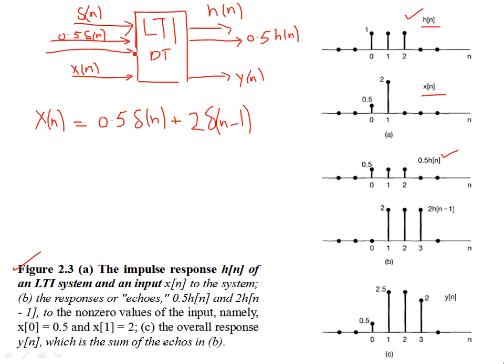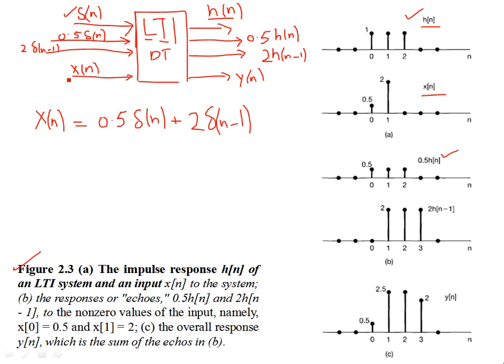Then let's apply another input, which is twice delta n minus 1. Since the system is both linear and time invariant, if the input is delayed by a certain number of samples, my output will also be delayed by the same number of samples. My output was h of n in response to delta n. Therefore my output will be delayed by the same number of samples and scaled by the same amount. This is due to both linearity and time invariance. I have an output twice h of n minus 1.